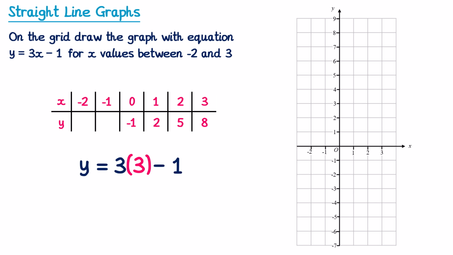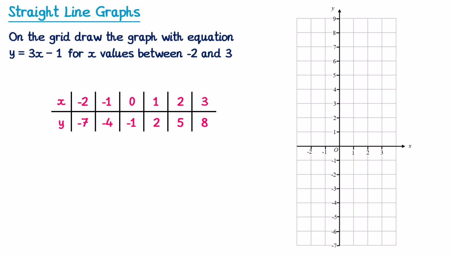Now let's go back and do those negative values. Let's start with -1. So we need to do 3 lots of -1, subtract 1. 3 lots of -1 is -3, so we've got -3 subtract 1, which is -4. So when x is -1, y is -4. And finally, when x is -2, we do 3 lots of -2, which is -6, so -6 subtract 1 is -7. So when x is -2, y is -7.